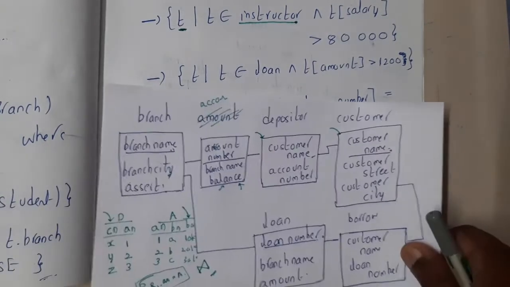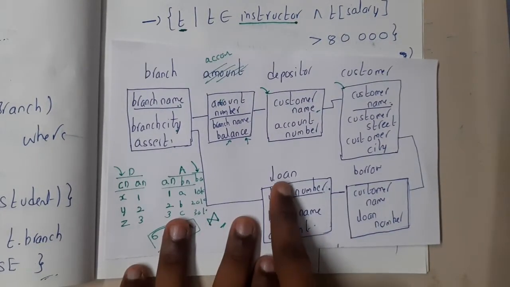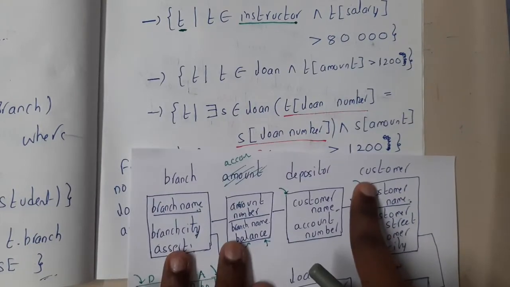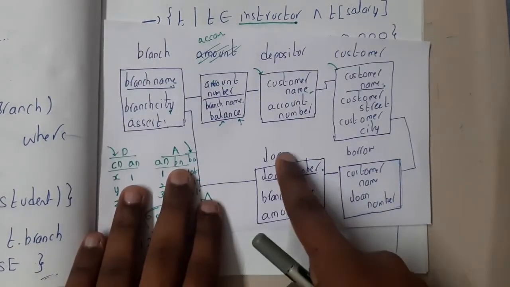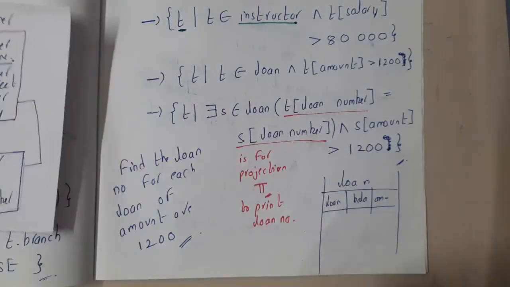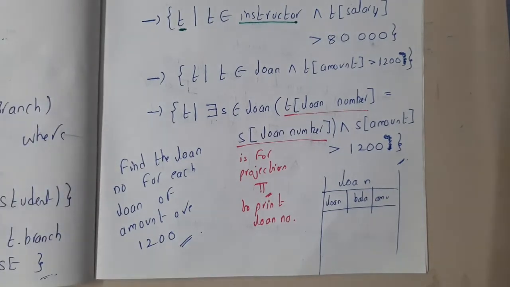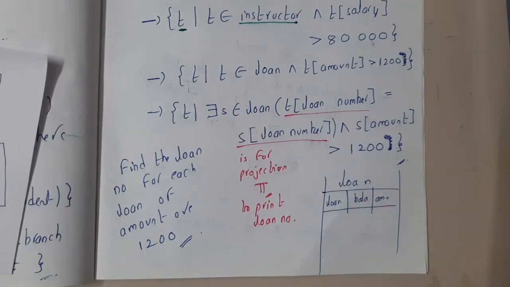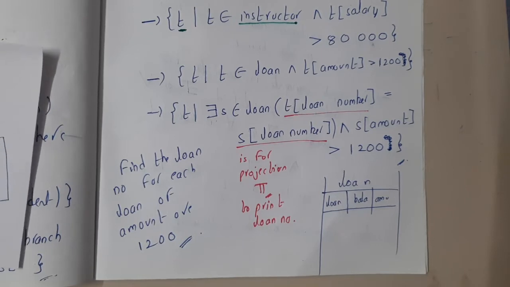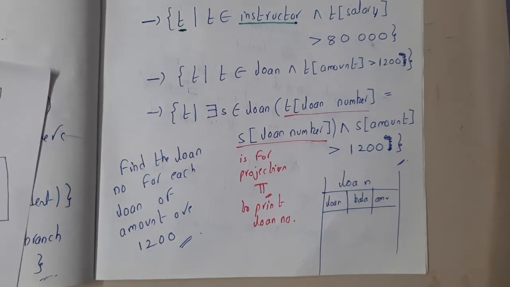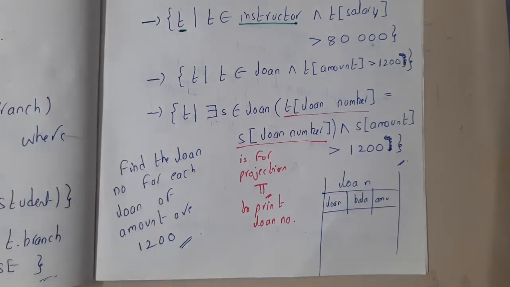If you recall, we discussed this table, right? In this table, we have loan and loan number. Now, in which table is this data, guys? In the loan table. So now we are trying to work with that loan table, right? And what are we trying to print? Find the loan number of each loan of amount over 1200. So indirectly we are trying to print only the loan number, right?